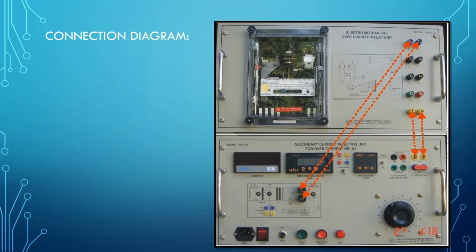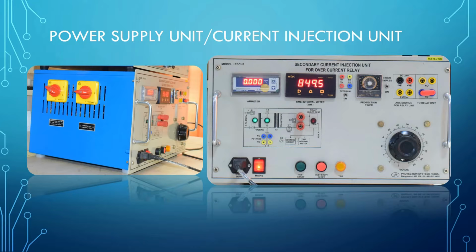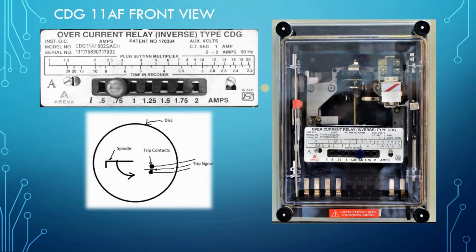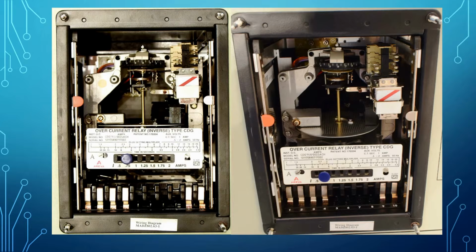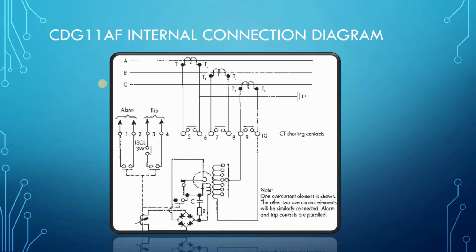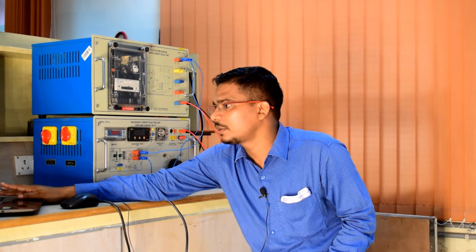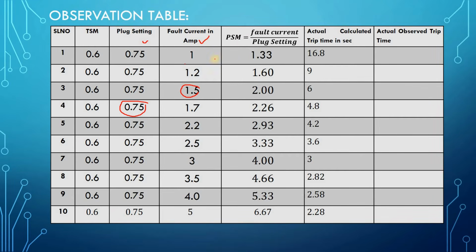If you look at the image, let me show you. Corresponding to 2, there is 10. So 10 is the calibrated operating time, and we calculate the actual operating time using the TSM. So 10 into 0.6 will become 6 seconds. So this we have calculated without operating the relay.